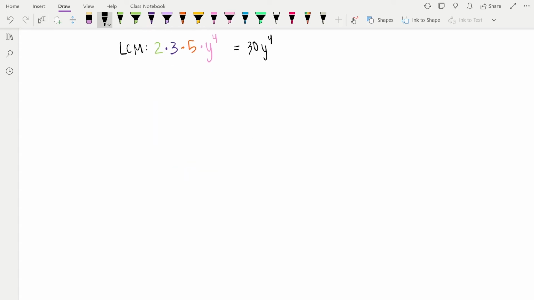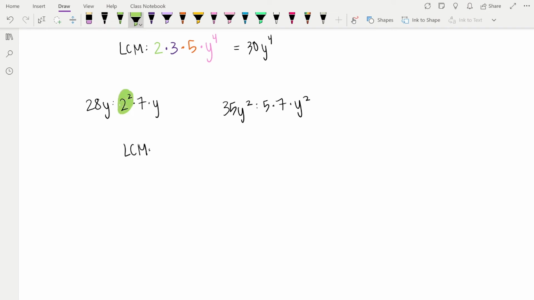Another example. Let's say I have 28y and 35y squared. So 28 is 2 squared times 7, and I have 1y over here. And this is 5 times 7, and here I have y squared, so there's 2 y's multiplied together. My least common multiple, I will need a 2 and a 5 and a 7 and a y. I need one of each of them.